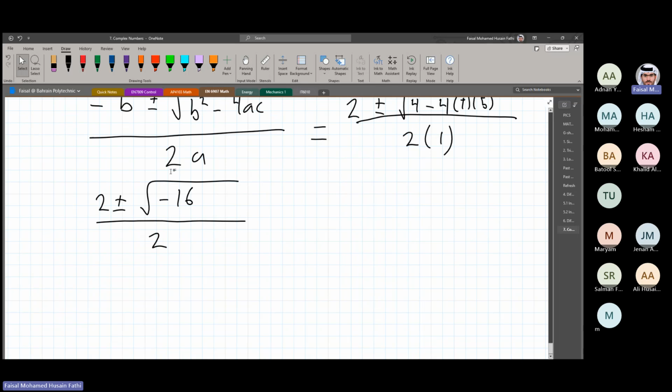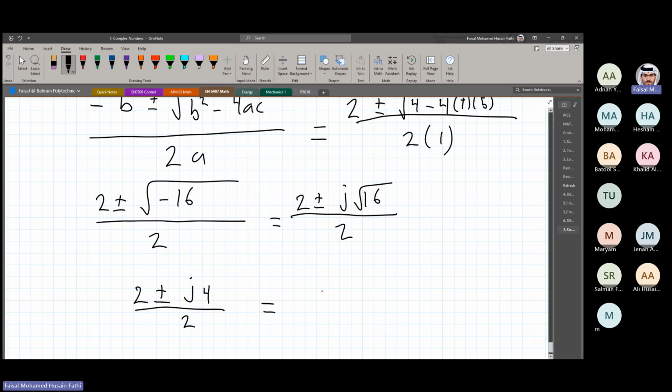And then square root of minus 16 is simply the same as saying 2 plus or minus i or j square root of 16. It's the same thing. Why? Because j is the square root of minus 1, right? And minus 16 is basically minus 1 times 16. This is how this becomes a complex form. So if you simplify this even more, it's going to be 2 plus or minus j4, since the square root of 16 is 4, over 2. Or in simpler terms, it's 1 plus or minus j2. So you have 1 plus j2 and 1 minus j2.